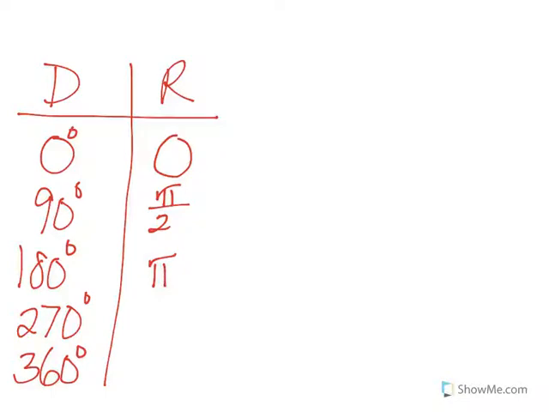270 degrees, think about it this way, is 3 times 90, isn't it? So 270 in radians is going to be 3 times pi over 2, or just 3 pi over 2. 360 degrees is twice 180 degrees. So the radian measure for 360 degrees would simply be twice pi, or 2 pi, right?